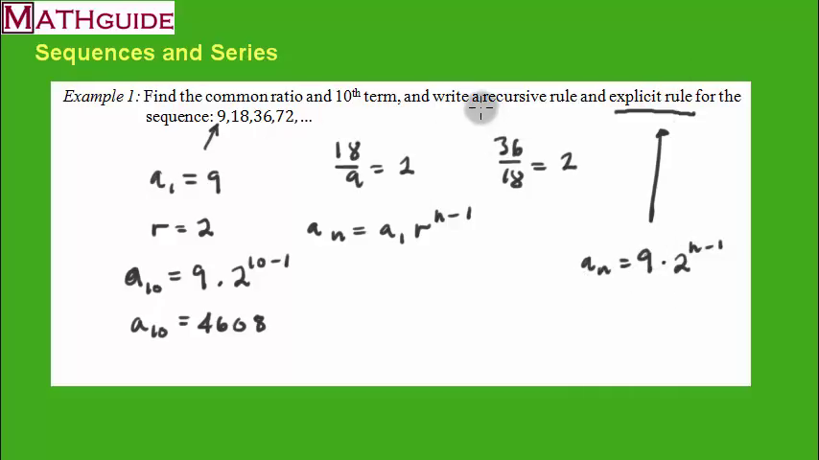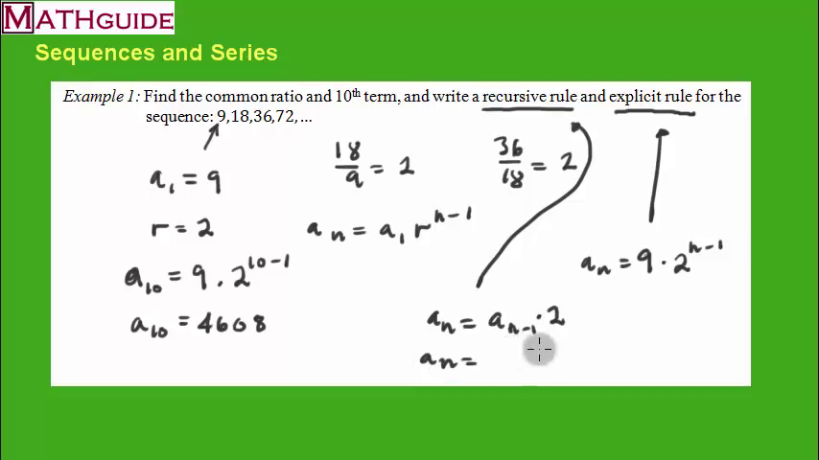Okay, what does the formula look like for the recursive rule? So I'm going to put that over here. Okay, so the recursive rule looks like this. You have a sub n equals a sub n minus 1 times the common ratio. And we know the common ratio is 2. Now sometimes when people write this, they do put the 2 first. And there you go. There's your recursive rule. On to the next problem.